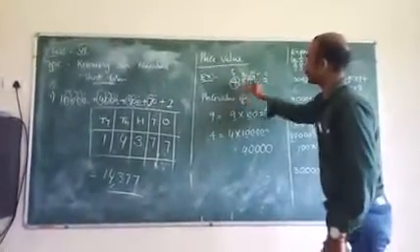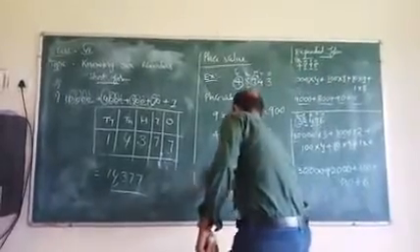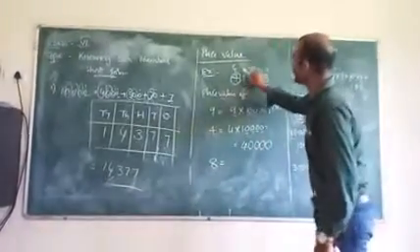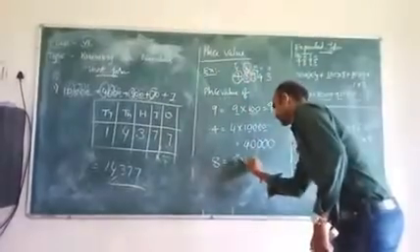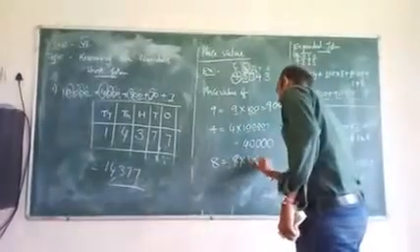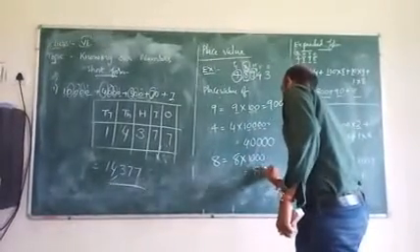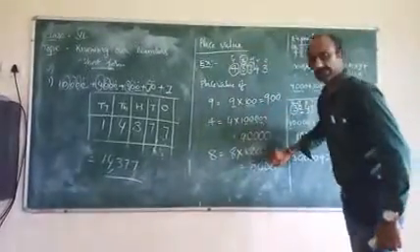Suppose you want the place value of 8. You see that 8 is in thousands place. So 8 into 1000 is equal to 8,000. 8 is in thousands place, so 8,000.